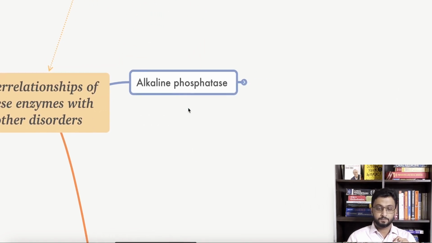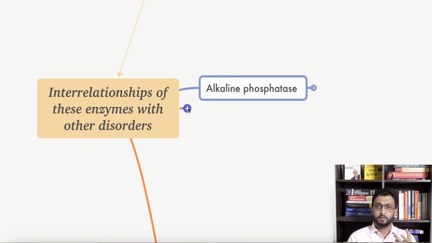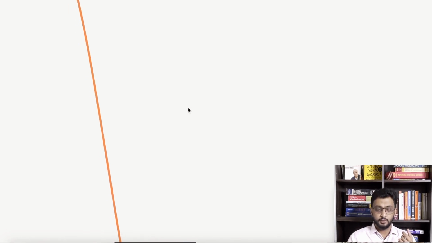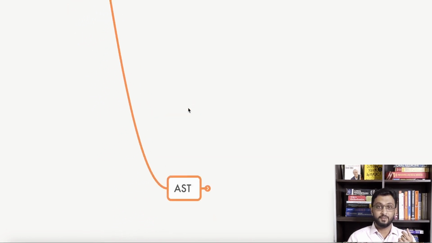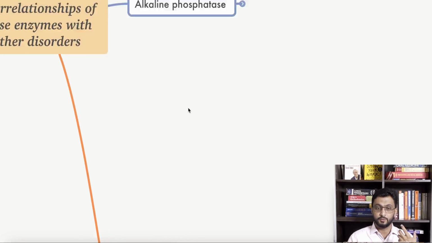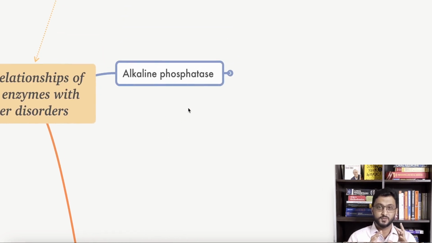Now, what are the interrelationships? Which enzymes have an interrelationship? Alkaline phosphatase. Another enzyme is AST. We studied that AST is raised more in cirrhosis of liver. ALT is more specific to liver than AST. AST is produced by other organs also, but in cirrhosis of liver, AST is raised 10 times more. That's the importance of it.